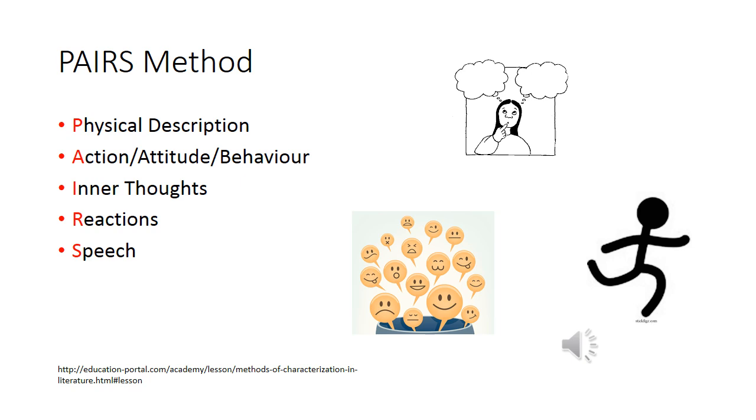Reactions include the effect on others or what the other characters say and feel about the character. We can learn about the relationships among the characters. How does the character make the other characters feel? How do they feel: scared, happy, or confused? This helps the reader have a better understanding of all the characters.